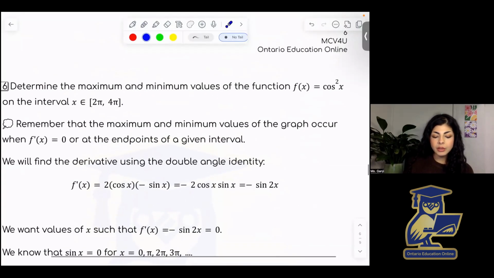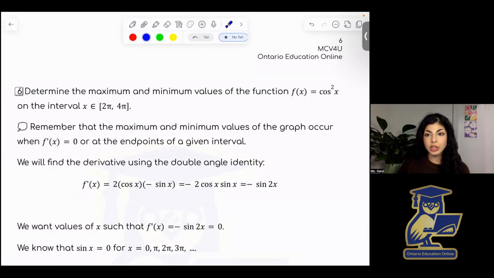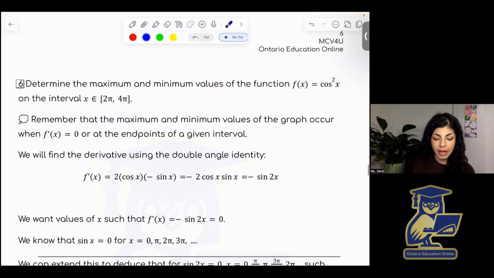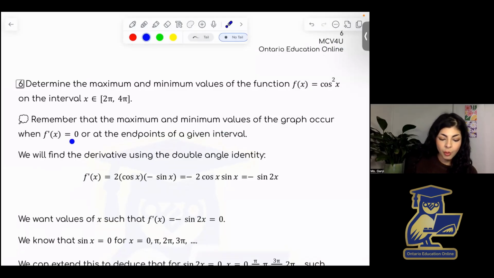Yes. We are asked to find the maximum and minimum values of the function f of x is cosine squared of x on a given interval, and our interval is 2 pi and 4 pi inclusive. So now we're using that extreme value algorithm from Unit 2. So to find the maximum and minimum values, we first have to find the values at which the derivative is equal to 0, so our turning points, and find the output values at those points as well as at the endpoints to determine which one is the maximum and the minimum.